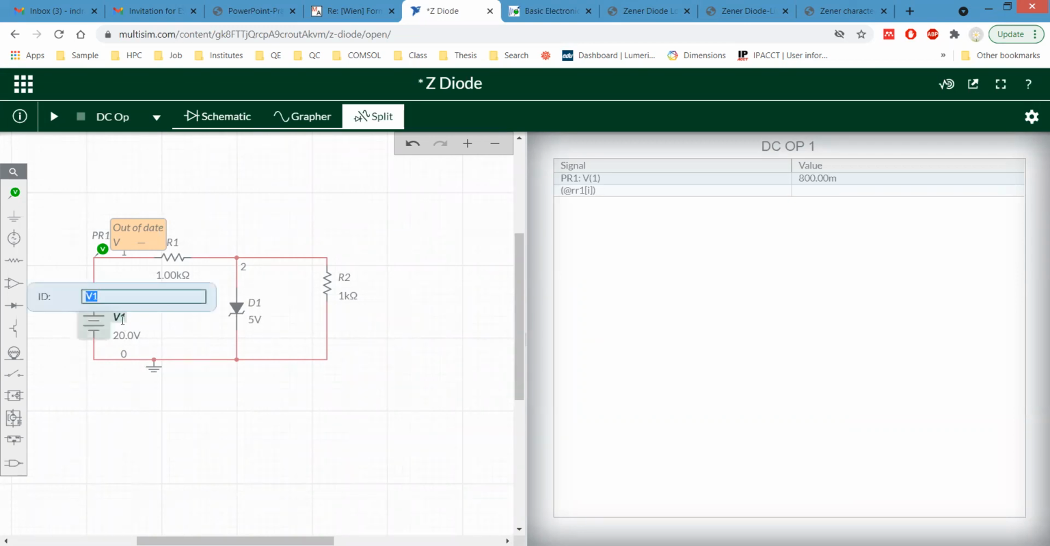Let me rename it. This one is Vi, this one is RL, and this one is RS.